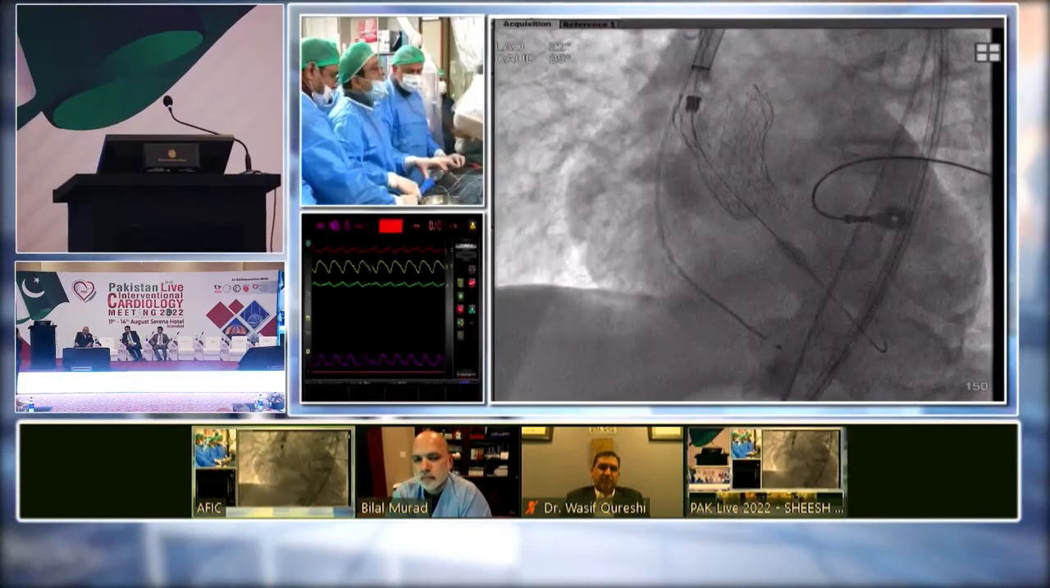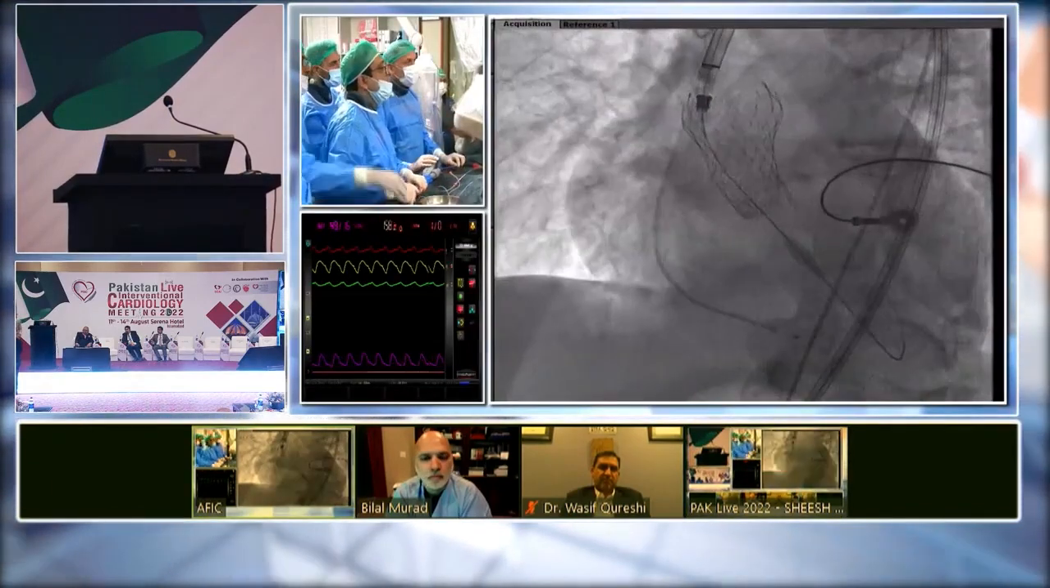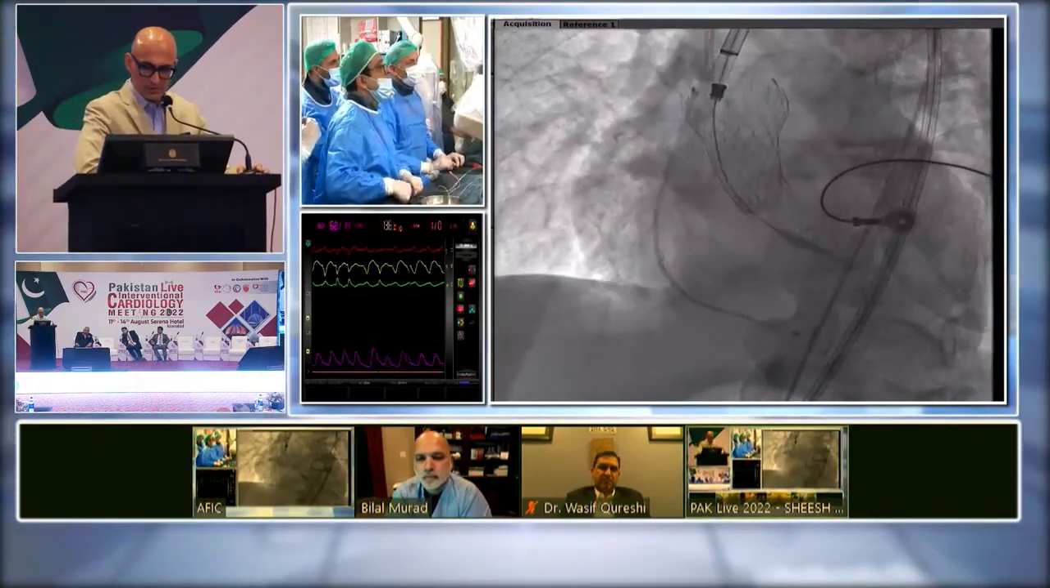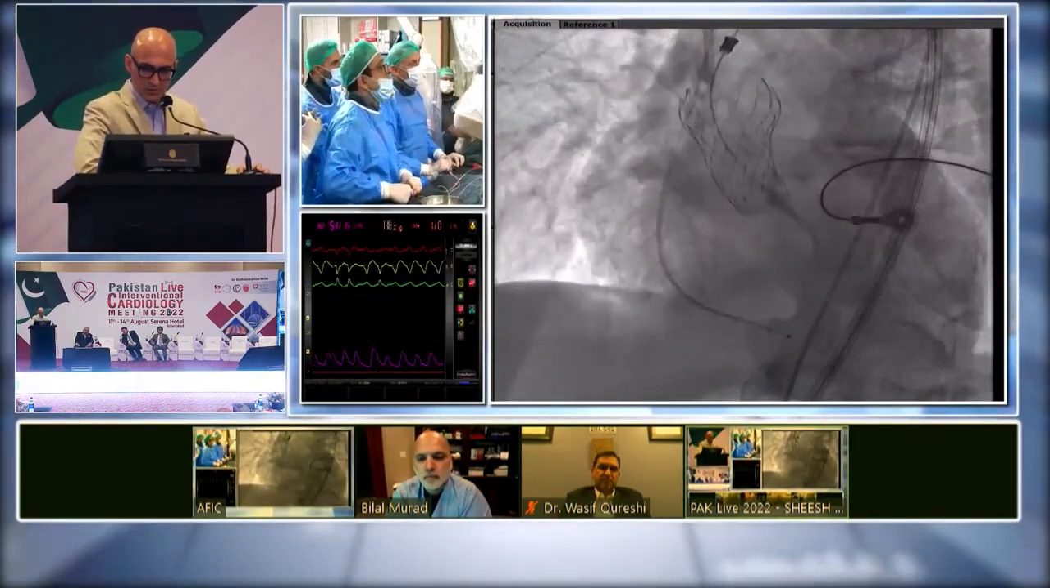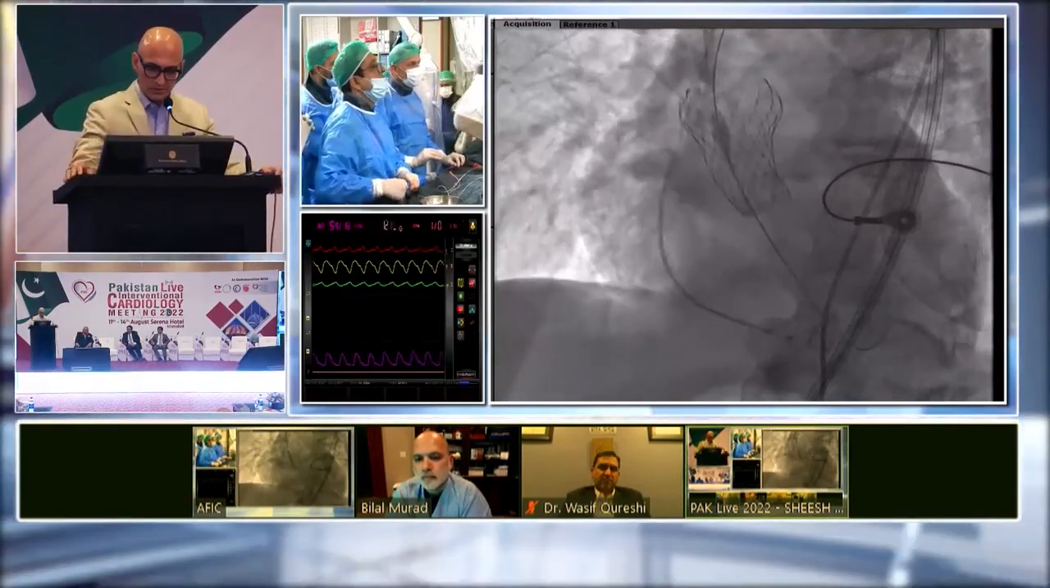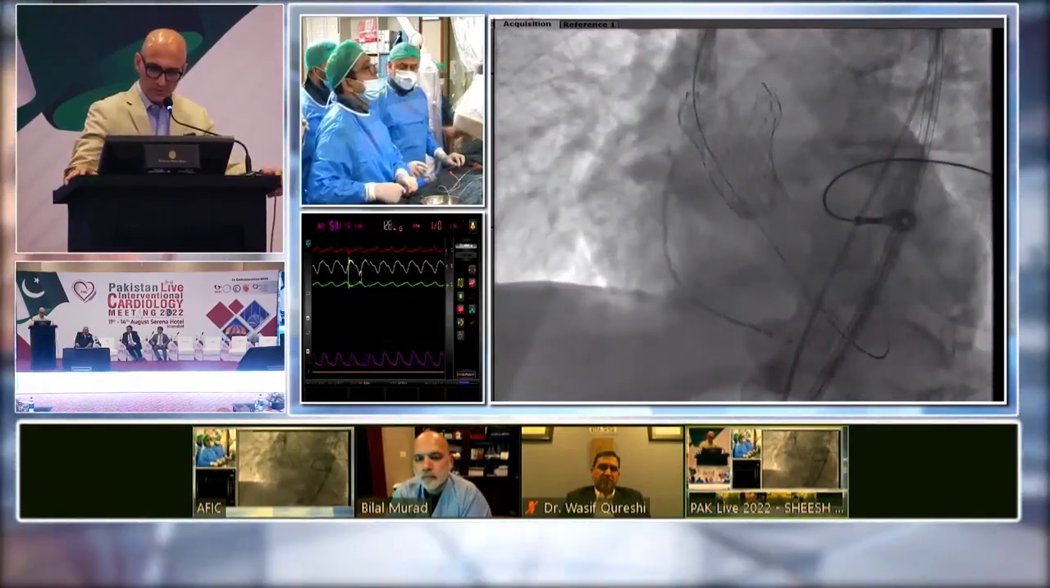Let's remove this, please. Very carefully. First, pull the wire in the LV to release the tension. No cone, it's okay. Nice. All right, the valve has been deployed.